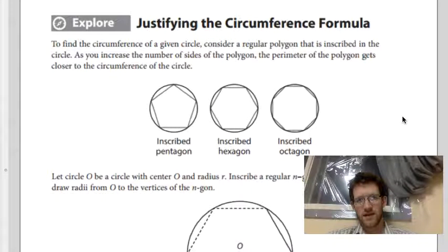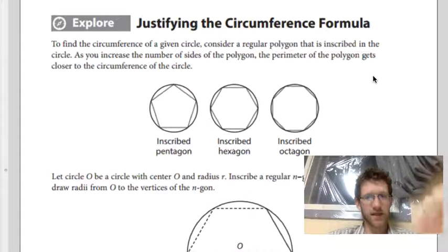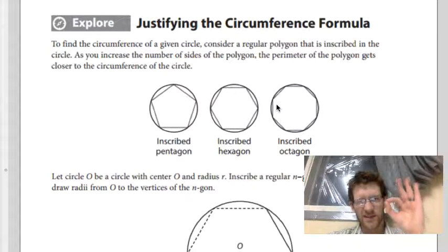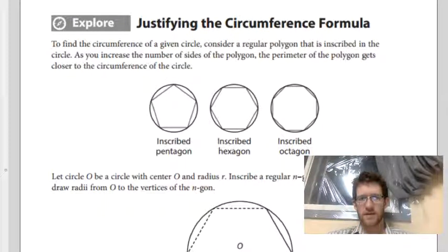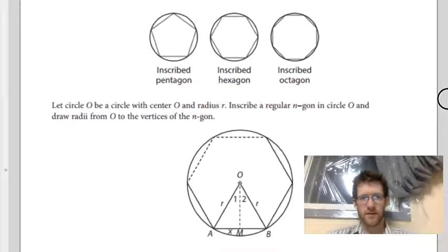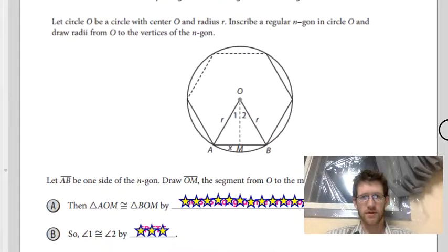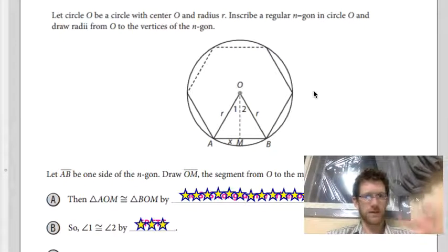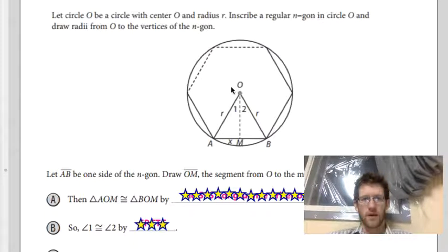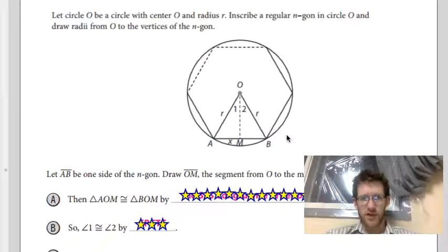If I had 9 or 10 or 12 or 15 or 100 or 500 or 8,000 or 700 million, it would get closer and closer and closer to a circle, right? That's the point. That's why we're doing this, is because we're going to get super close to a circle and we can basically calculate that circumference. So this is going to be our generic setup.